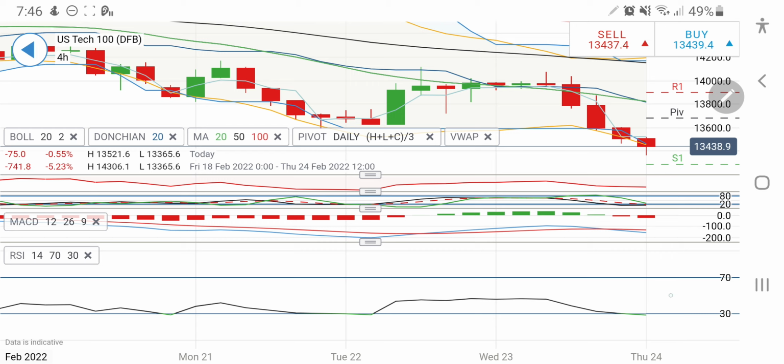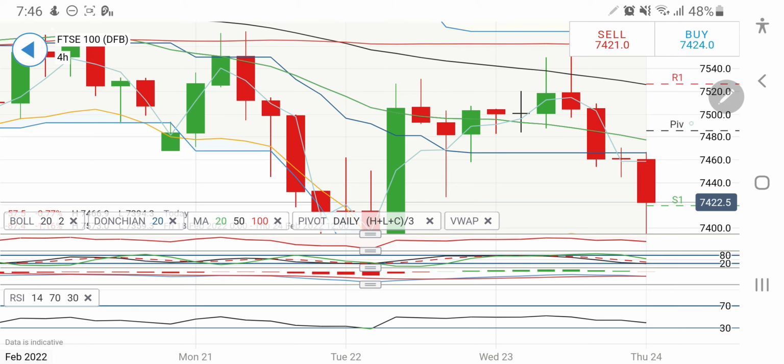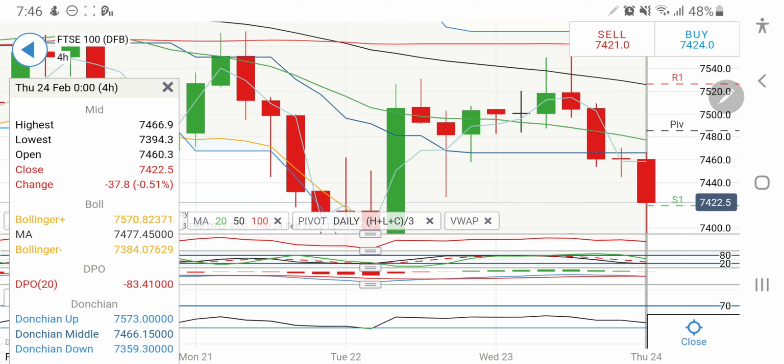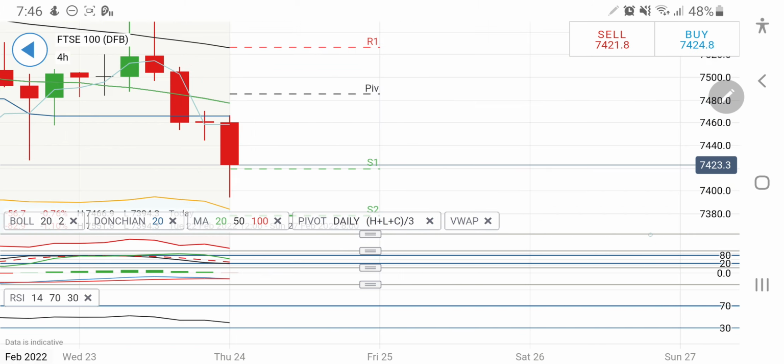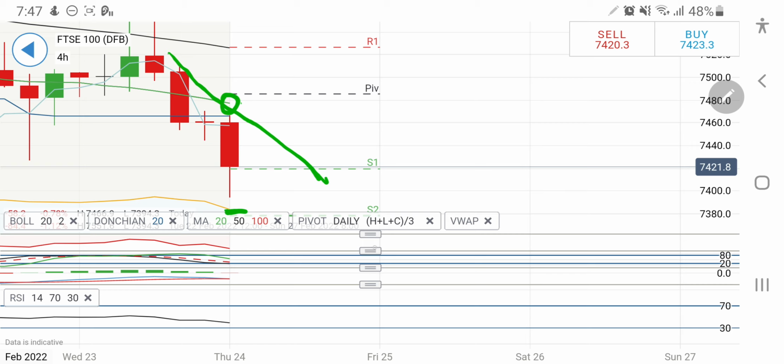Now let's move towards FTSE 100. This is the 4-hour chart for FTSE 100. Remember, many times I have told you 7480 is a strong resistance for FTSE 100. So if it rises beyond 7480 today, yes, you can take a long entry. If you see it trading below 7480, you can expect it to drop. The support levels are coming into picture here, 7380 and 7320 levels.